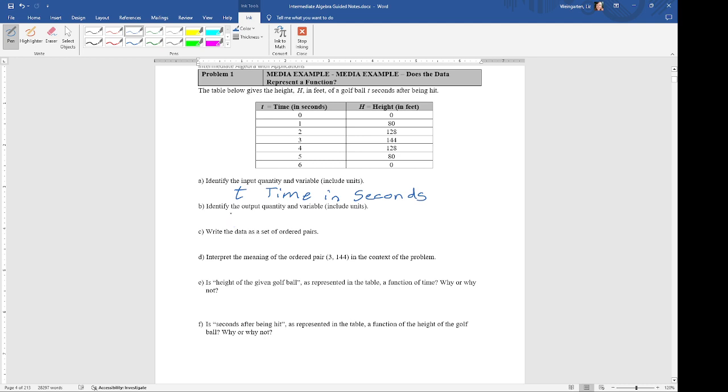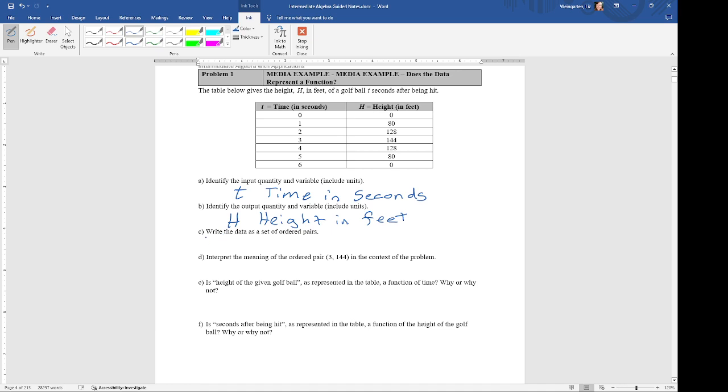What's our output? Our output is generally going to be in the second column, corresponding to an uppercase letter. So our h is our height in feet. They want us to write the data set as ordered pairs.